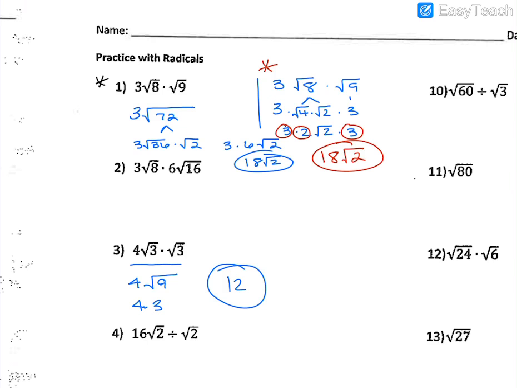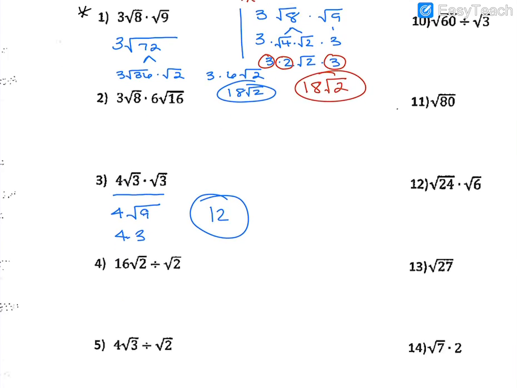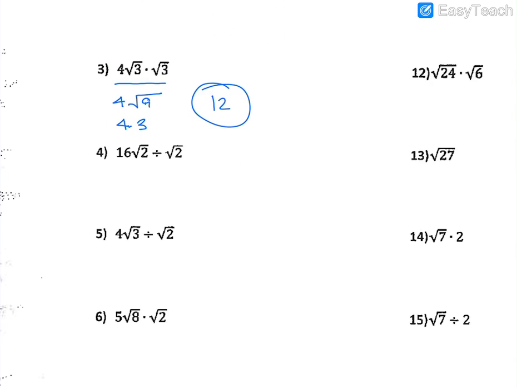All right, so on to the division problems. Let's do this one, number 5. 4 square roots of 3 divided by the square root of 2. Now, this is what we call rationalizing the denominator. You're not allowed to have a radical in the denominator. So what we're going to have to do is multiply by a number on the top and bottom. We call it the undercover 1. And what we're going to do is multiply by the same thing on the bottom. So what we're essentially doing is squaring the square root of 2.